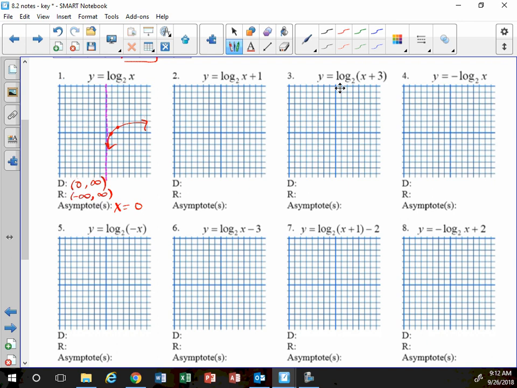All right, so let's try number 2 together. What are the 2 points I start with?